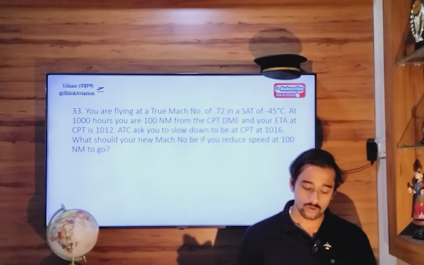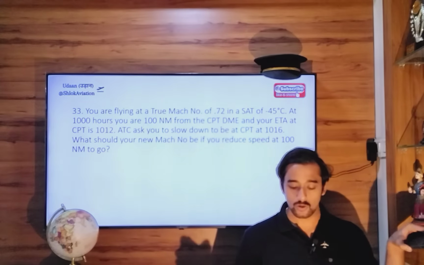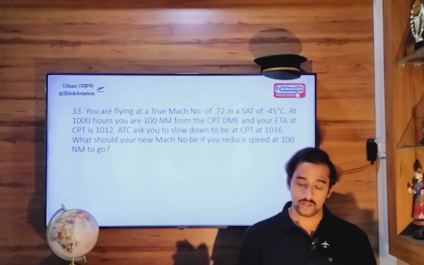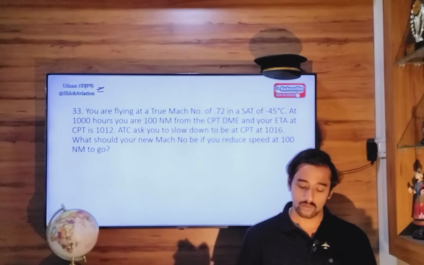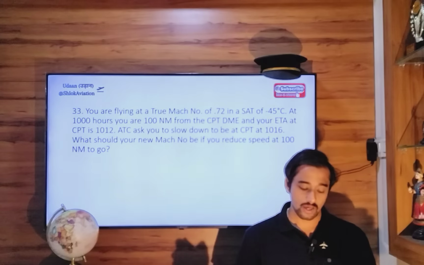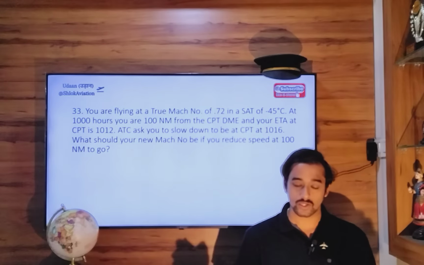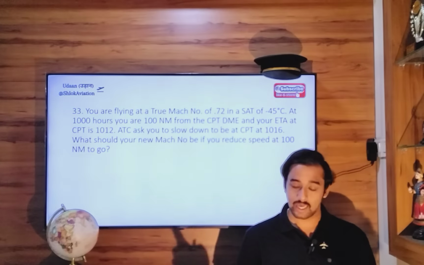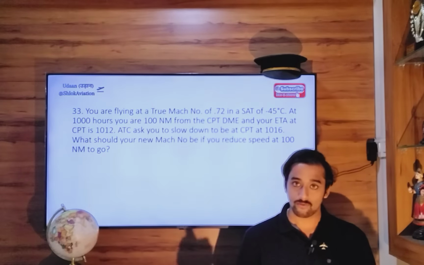Next, question 33. You are flying at a true Mach number of 0.72 in a temperature of minus 45. At 10 o'clock, you are 100 miles away from a particular DME. An estimated time of arrival at that DME is 10 hours 12 minutes. ATC asks you to slow down to be at that DME at 10:16, 4 minutes later. What should your new Mach number be if you reduce speed at 100 nautical miles to go?